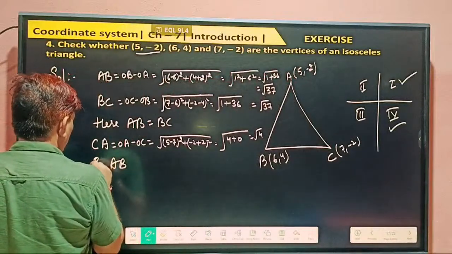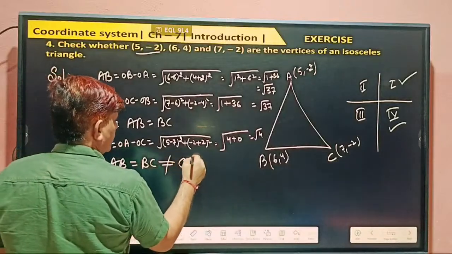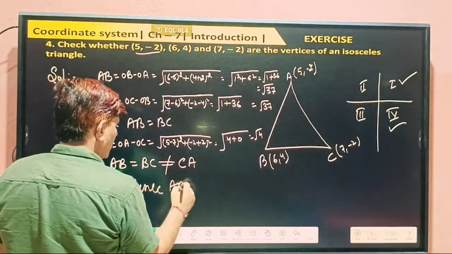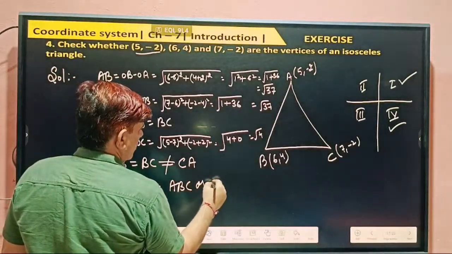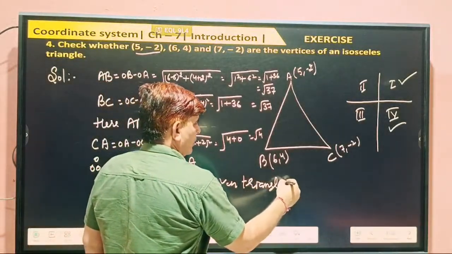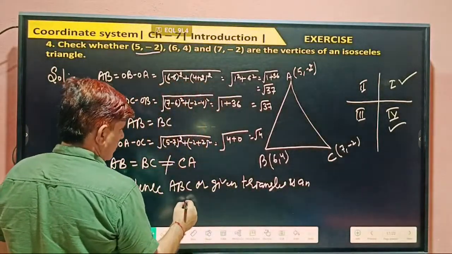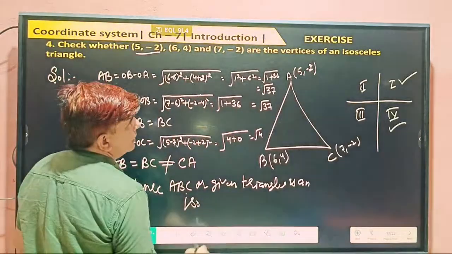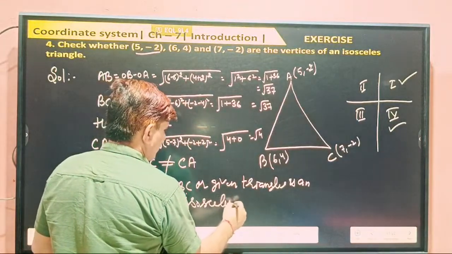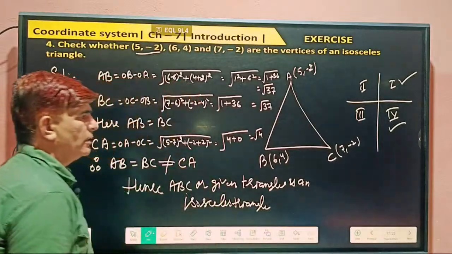So what can we say? Therefore AB equals BC, which is not equal to CA. Hence ABC, the given triangle, is an isosceles triangle. What triangle? Isosceles triangle. So we have done till here.